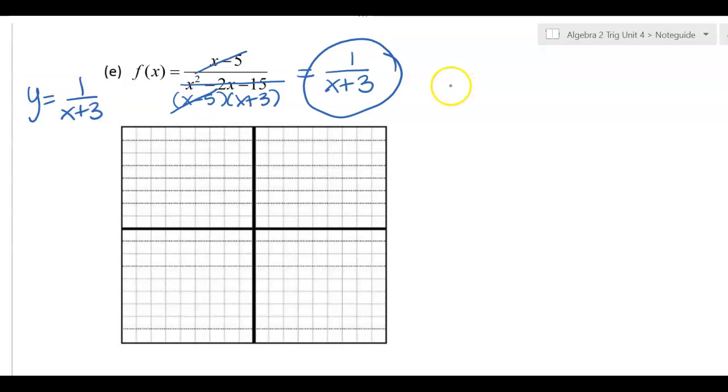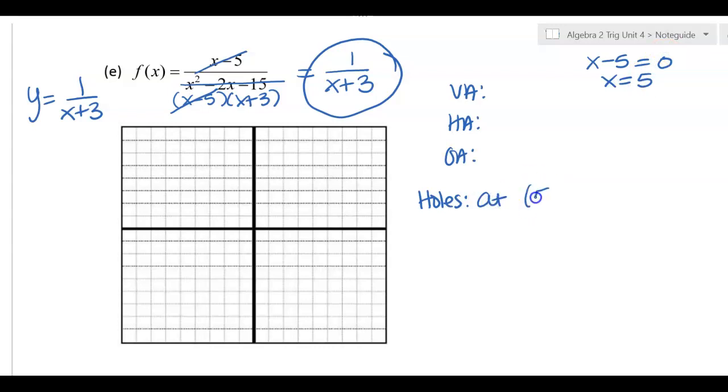But I do need to pay attention to the fact that I canceled something out, because remember, that means that we have holes. Okay, so how do we figure out our hole? We look at what was removed from our equation was a factor of x minus 5. That factor would have been equal to 0 when x is 5. So my hole is at an x coordinate of 5. And then I need to know where that would exist on my new graph. So if I plugged 5 into the new equation, I would get 1/8.